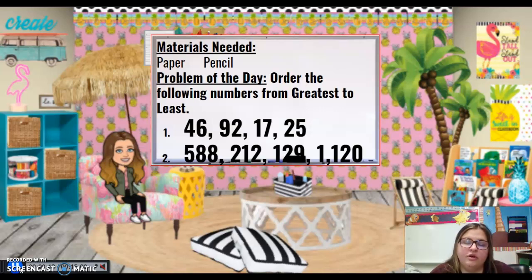So what I want you to do is with number 1 and number 2, I want you to order the following numbers from greatest to least, from biggest to smallest. Okay, so the first one says 46, 92, 17, and 25. So put those in order from biggest to smallest. Now, when you're done with number 1, come back and work on number 2. These are going to be put in order also from biggest to smallest, greatest to least.